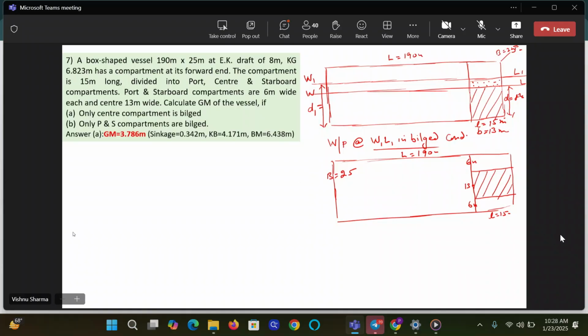Class, do you agree with the diagram? Yes, yes, sir. Okay. Can you please calculate the sinkage now? Answer is already there, guys. Write in the notational form, put the values and tell me. If anybody does not get sinkage as 0.342, let me know, then I'll write it in the notational form. You already know how to calculate sinkage now, guys.